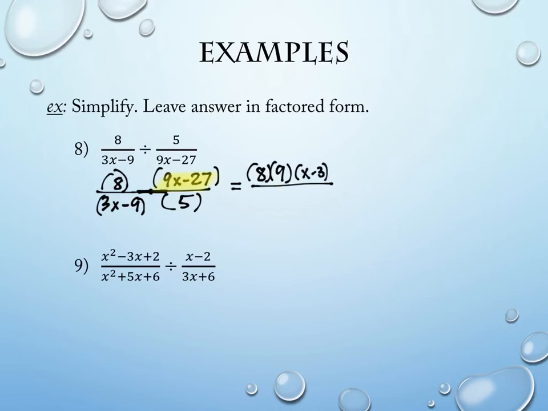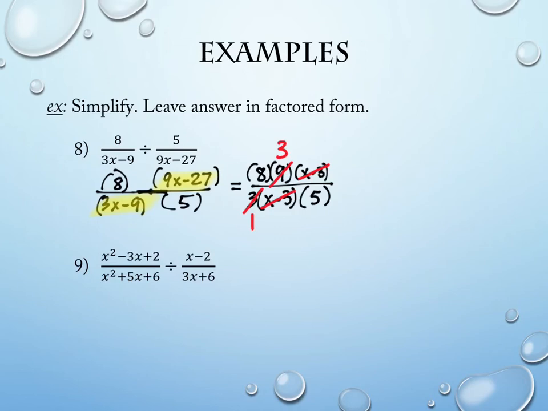Denominator, 3x minus 9. What do they have in common? 3. If I pull out 3, what am I left with? X minus 3. Good. And then the 5 is just by itself. From the top to the bottom, what reduces? Good. X minus 3. What else? The 3 and the 9. They'll both divide by 3. So 3 divided by 3 is 1. 9 divided by 3 is 3.